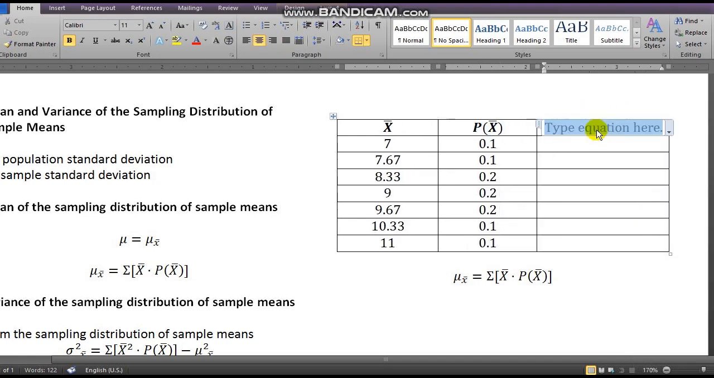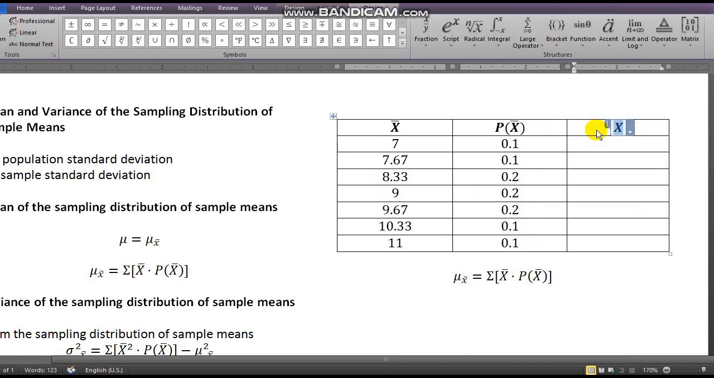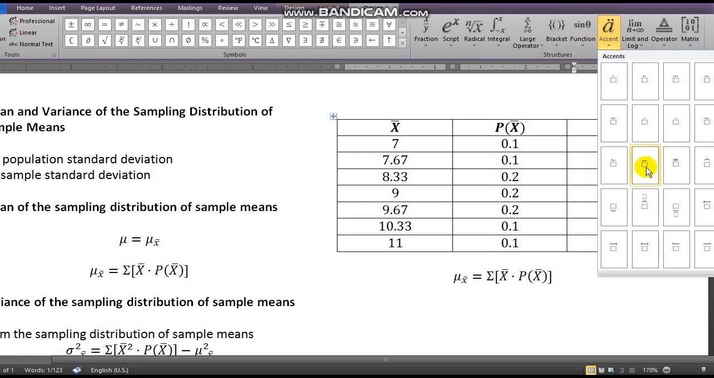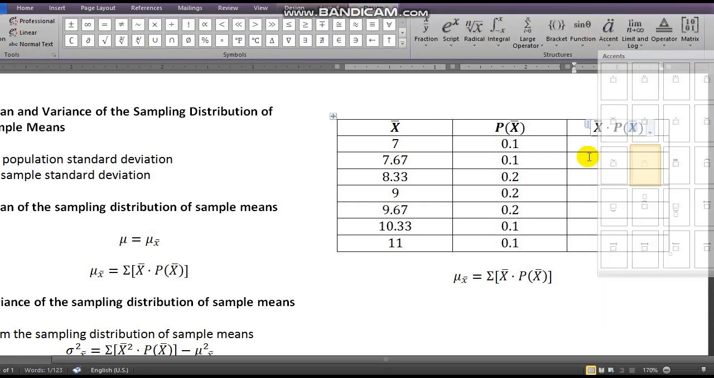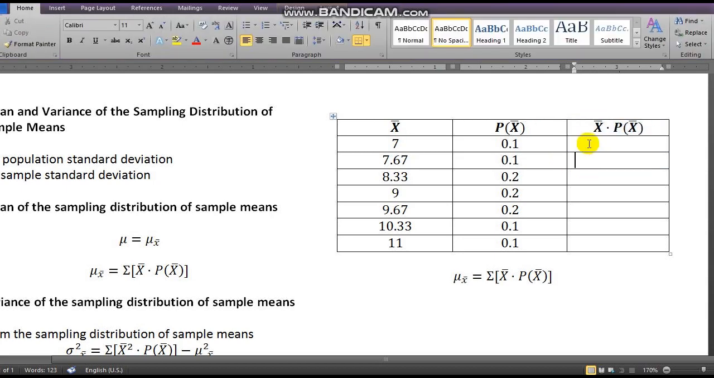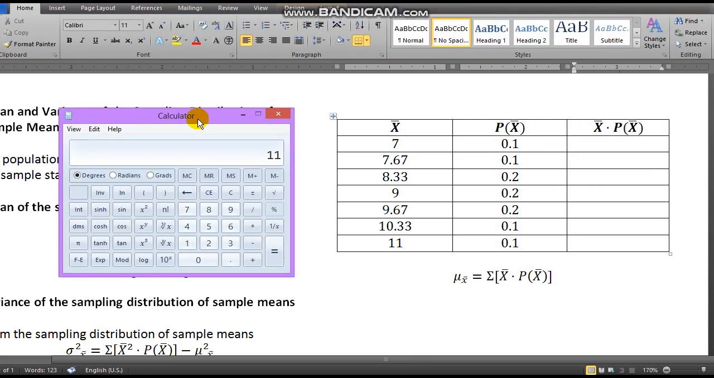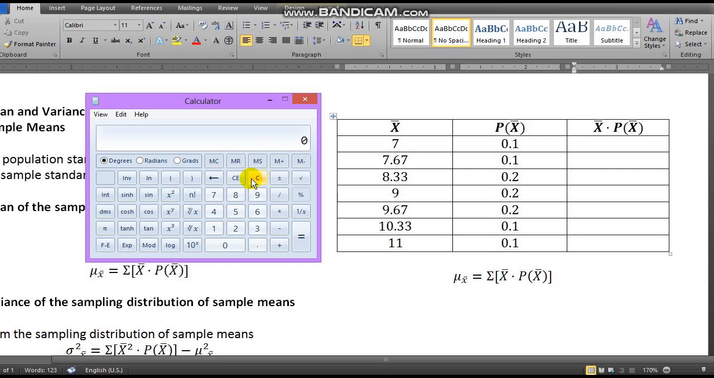So we will have here x bar times P of x bar. Here's the x bar, x bar right there. Then let's compute. We are going to compute it the same way as what we've done in our discrete probability distribution in our previous lesson. So 7 times 0.1, that would be 0.7.